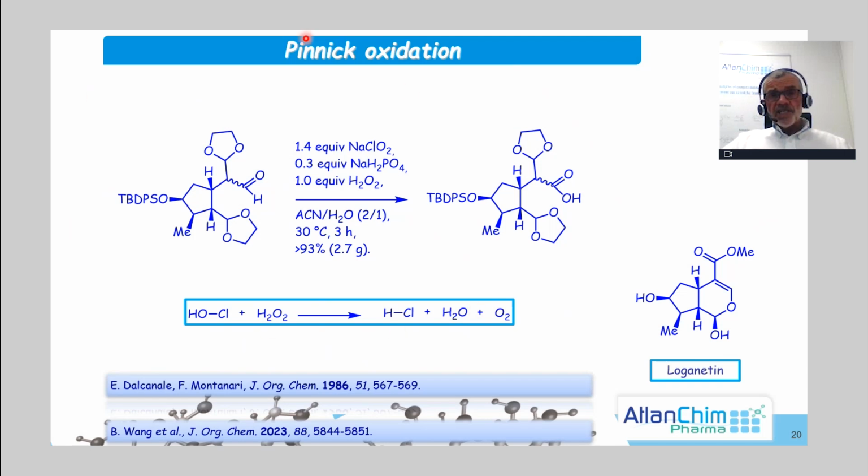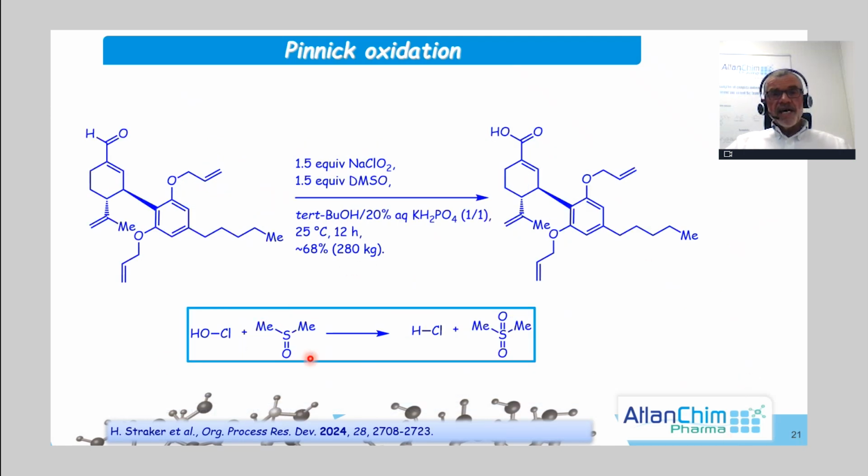These conditions were applied to the oxidation of this highly elaborated aldehyde. 1.4 equivalents of sodium chlorite and 1 equivalent of hydrogen peroxide were used. The carboxylic acid was isolated in an excellent yield on a scale of nearly 3 grams.